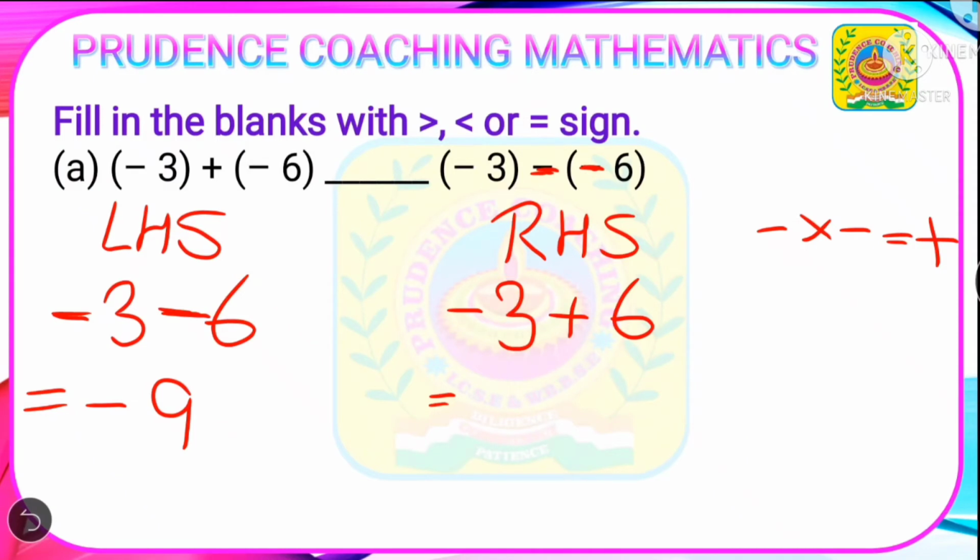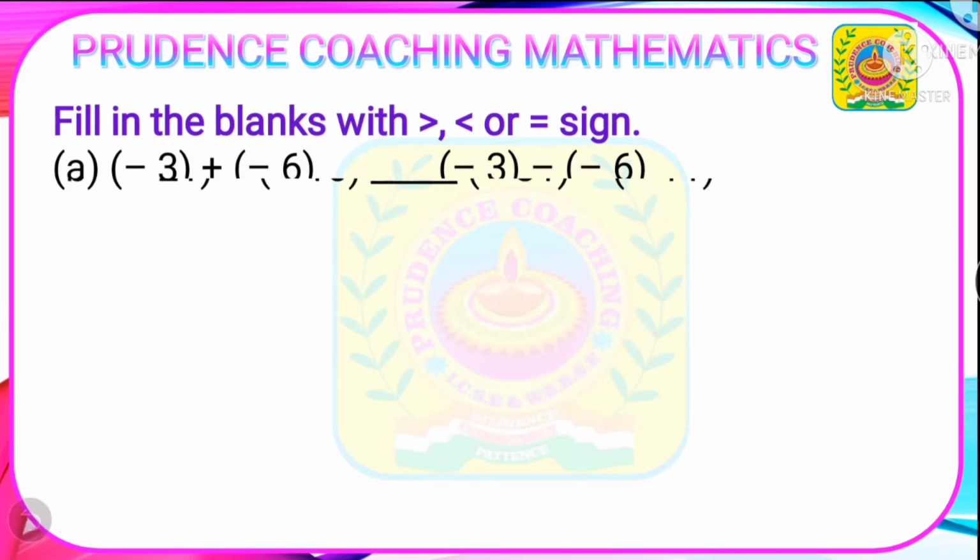So here as you can see, the signs are different, so you need to find the difference. So the bigger one is 6. 6 minus 3, you will get 3, and you need to give the sign of the bigger number, that is plus. So it is plus 3, and as you can see, plus 3 is greater than minus 9. So here the sign will be like this, that is LHS is less than RHS. So here the sign is this one, that is less than. Let us move on to the next one.